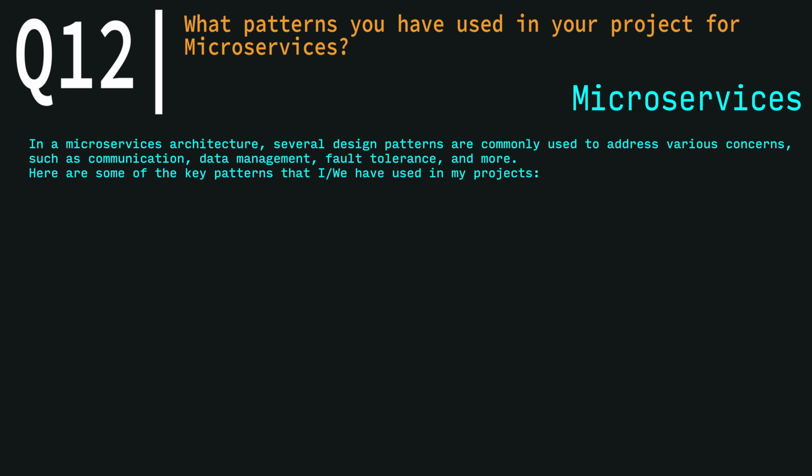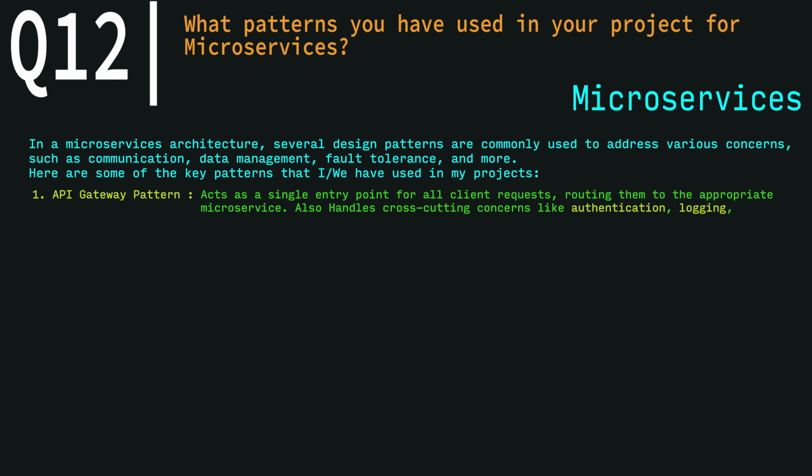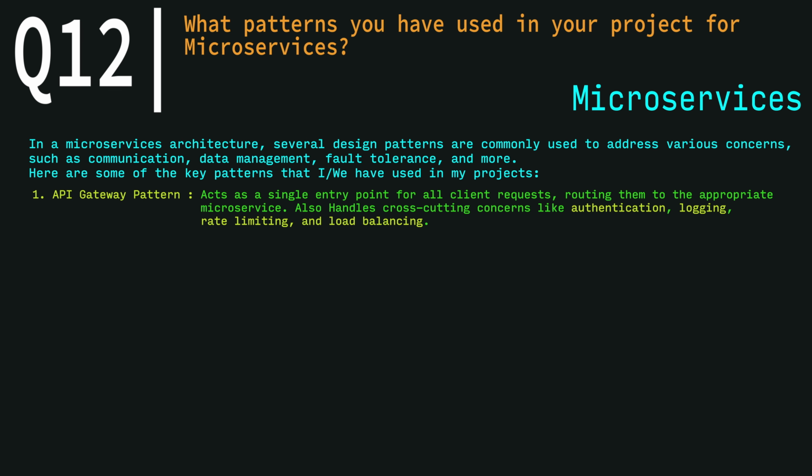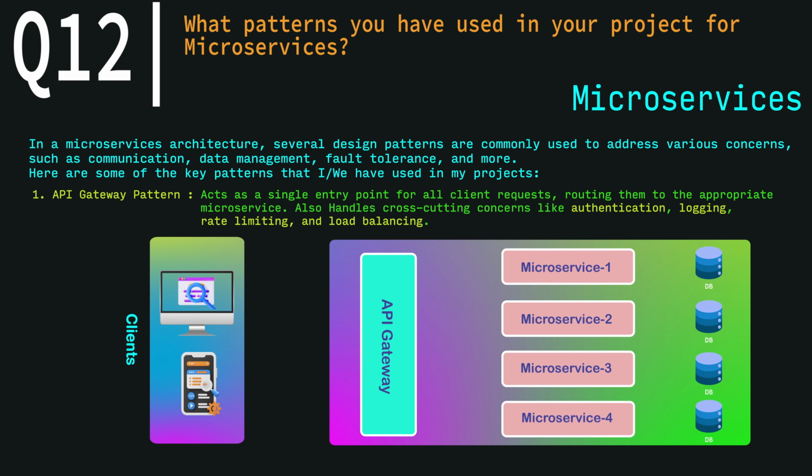In a microservices project, the most important one is the API gateway pattern, which acts as a single entry point for all client requests, routing them to the appropriate microservices. It also handles cross-cutting concerns like authentication, logging, rate limiting, and load balancing.